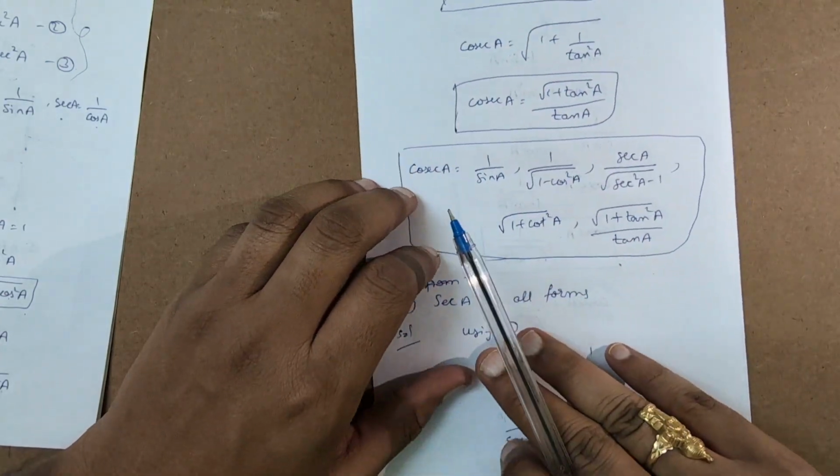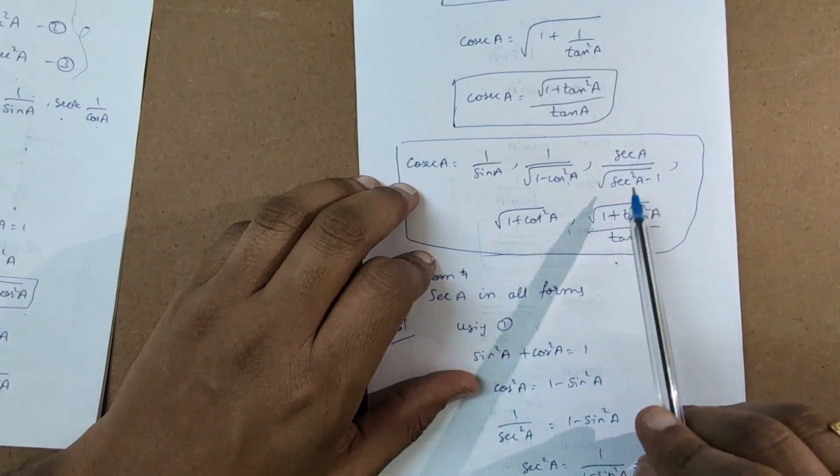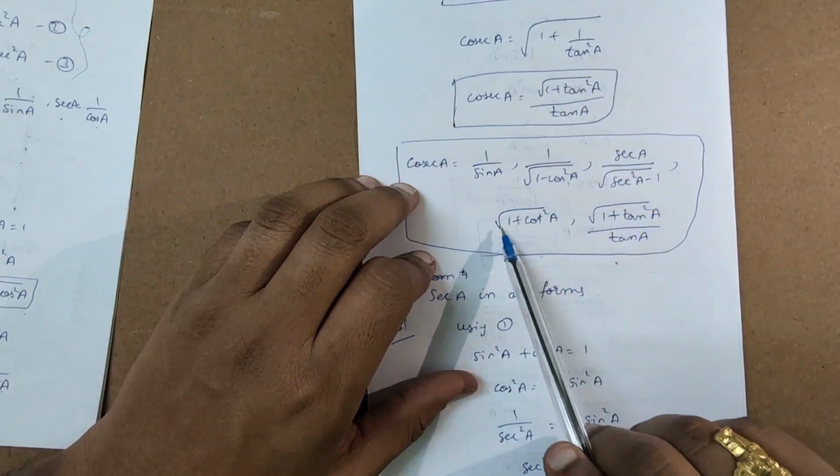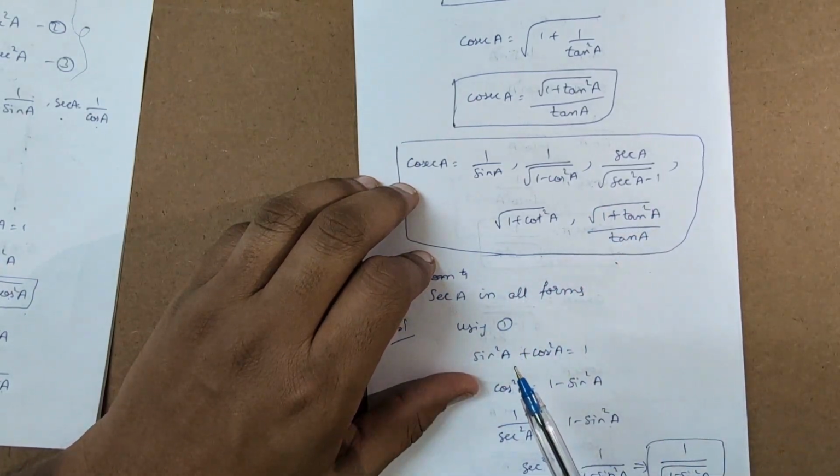The final answers of cosecant are 1 by sin A, 1 by root of 1 minus cos square A, secant A by root of secant square A minus 1, root of 1 plus cot square A, and root of 1 plus tan square A by tan A.